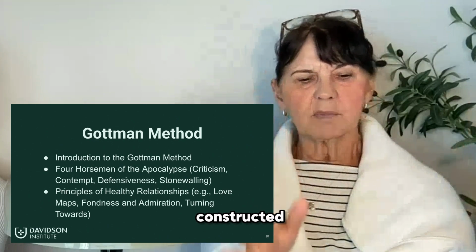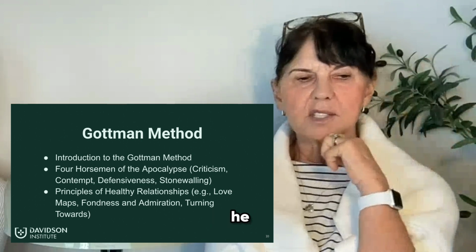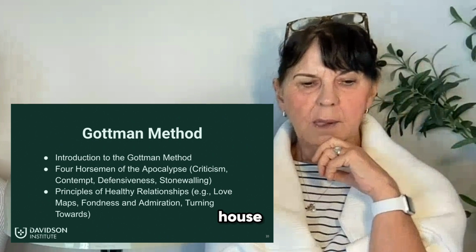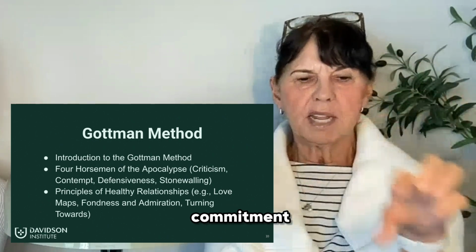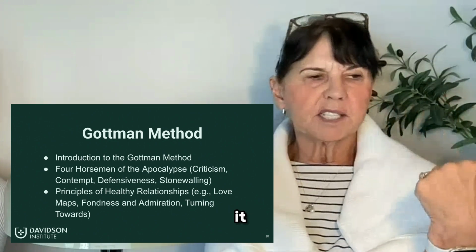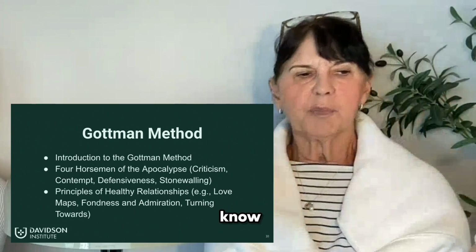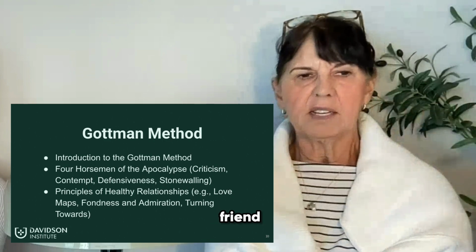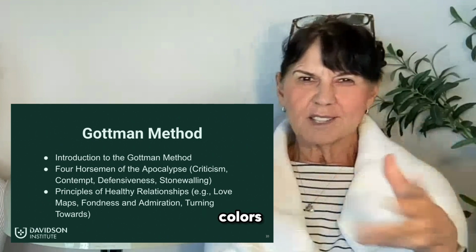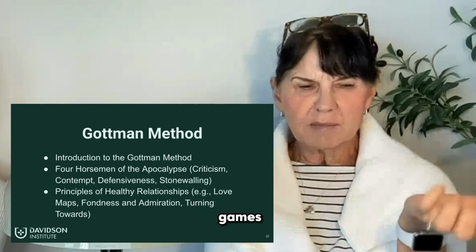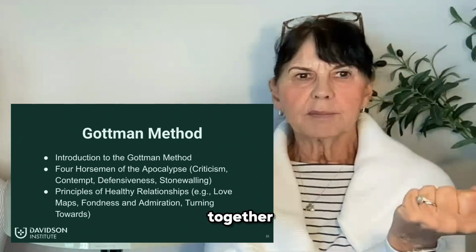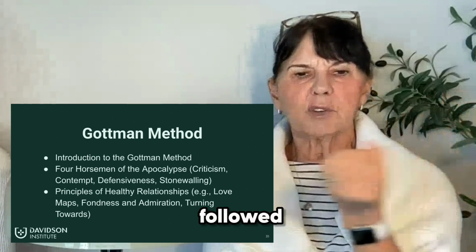And he's actually constructed what he calls the sound relationship house, he and his wife Julie, John and Julie. Pillars are trust and commitment. And the bottom is something he calls love maps. To me, it is friendship. How well do you know your partner, their best friend, their dreams, their fears, their favorite foods, colors, things like that. And there's a lot of games and things one can do just to increase your friendship, doing things together.